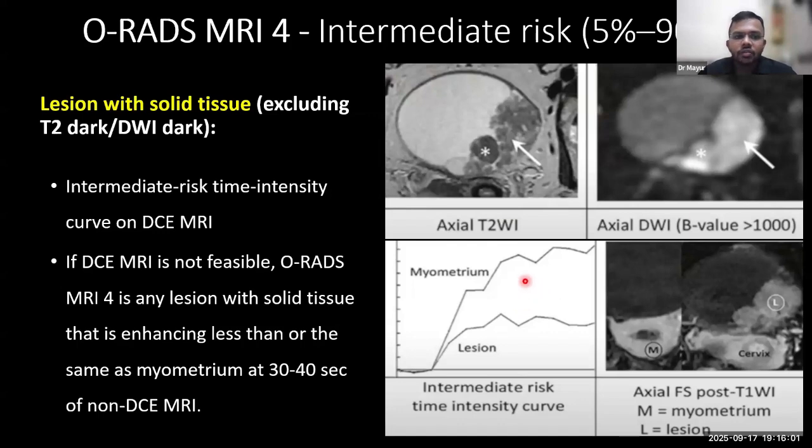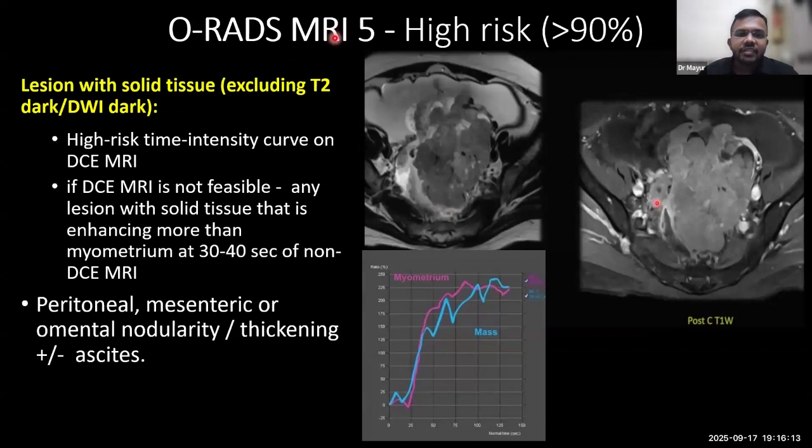This is an example of O-RADS 4, which are intermediate risk category lesions having positive predictive value for malignancy ranging from 5 to 90%. O-RADS 5 are high-risk category lesions with positive predictive value for malignancy more than 90%. They are also lesions with solid tissue, but they would show a high-risk time intensity curve on dynamic contrast imaging.